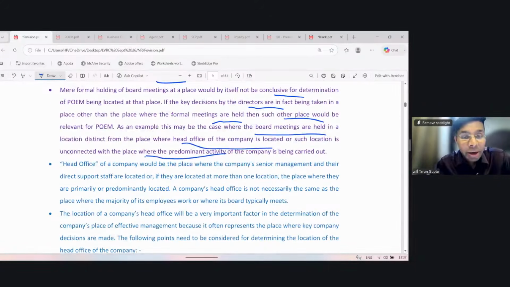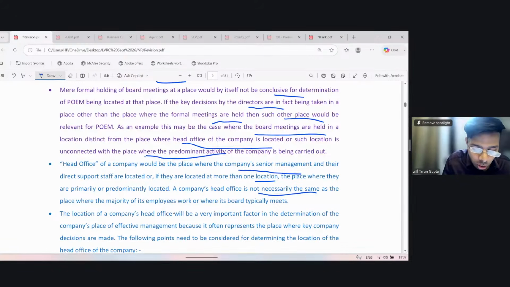So the head office of a company would be a place where the company's senior management and their direct support staff are located. Or if they are located at more than one place, the place where they are primarily or predominantly located. A company's head office is not necessarily the same as the place where the majority of the employees work, or where the board typically meets. The location of the company's head office will be a very important factor in determination of a company's place of effective management, because it often represents the place where key commercial decisions are made.